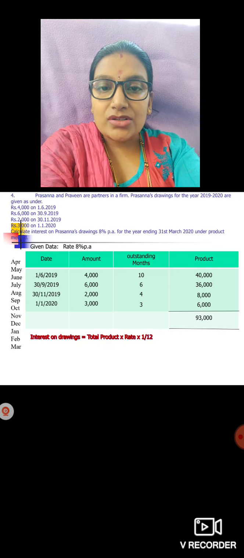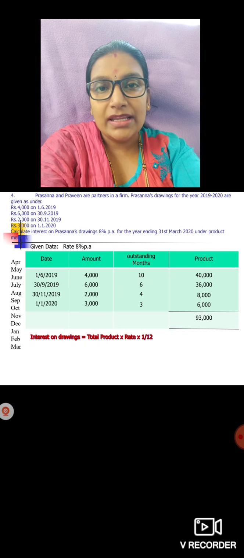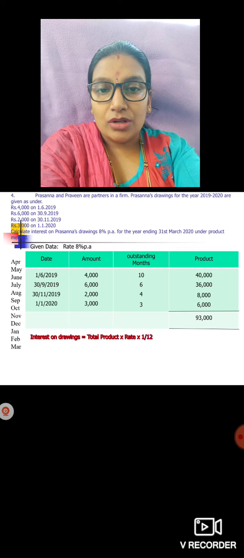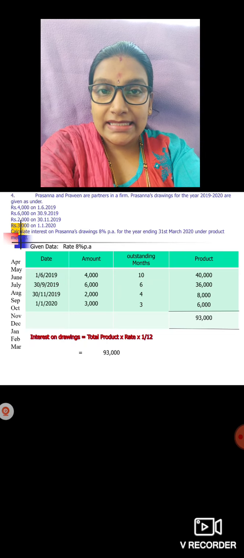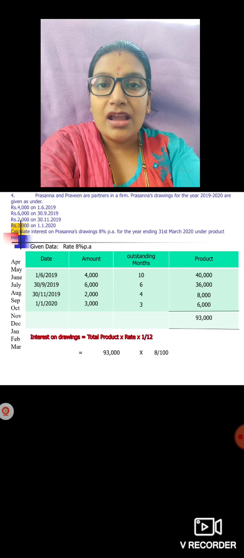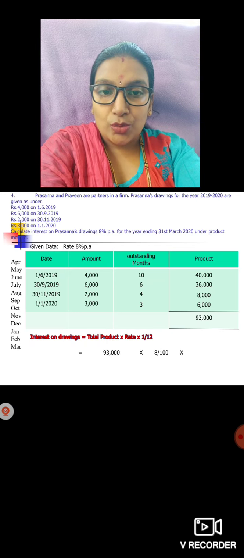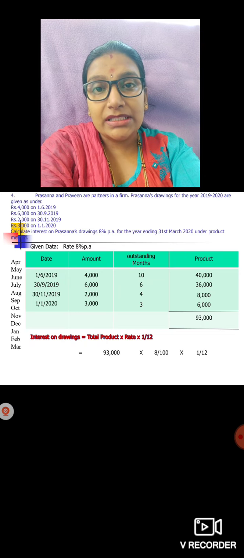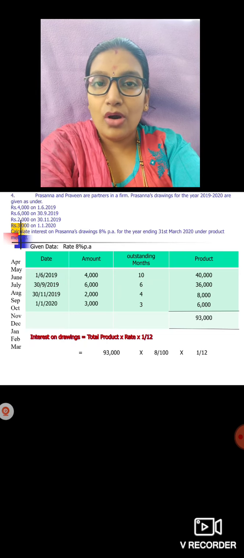Okay. Interest on drawings equals total product into rate into 1 divided by 12. So how much do we have as total product now? 93,000 into, what is the rate of interest we are having? 8% means 8 divided by 100 into 1 divided by 12. As I said, in the product method, interest on drawings will be calculated for 1 month.